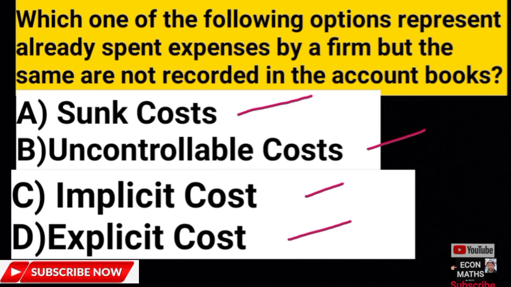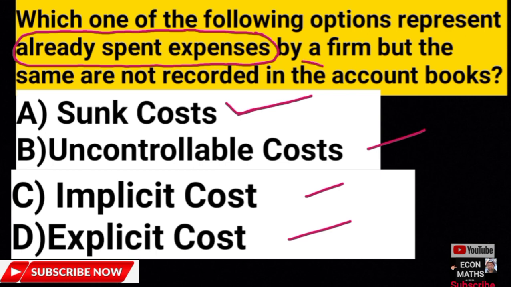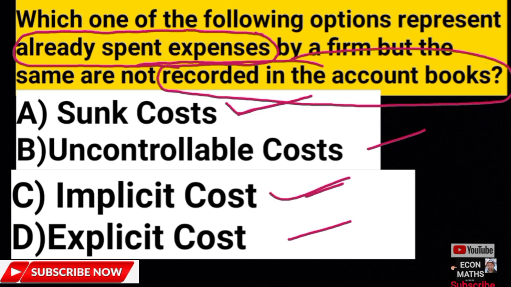Here the question says already spent expenses. Now, if we go by already spent expenses, it looks like a sunk cost. But the question further says, but the same are not recorded in the account books. Now, which costs are not recorded in the account books? If we see the implicit costs, the implicit costs are not recorded in the account books. Now, what is the correct option?